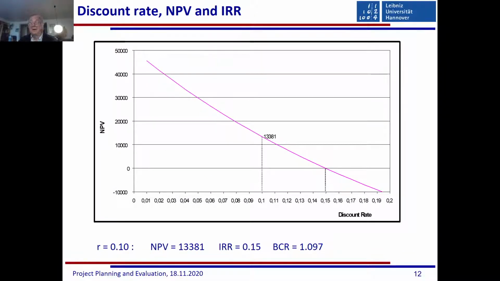But then on the next slide, slide number 12, you could see something very interesting, because you would see the NPV in relation to the discount rate. In other words, if the discount rate is going up, then the NPV is going down.